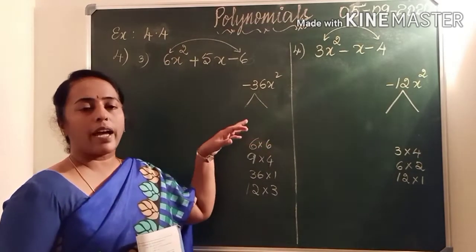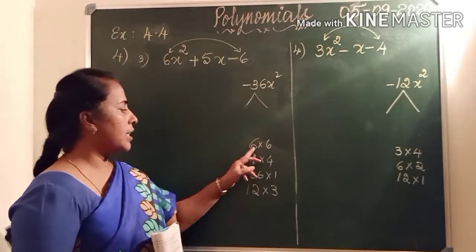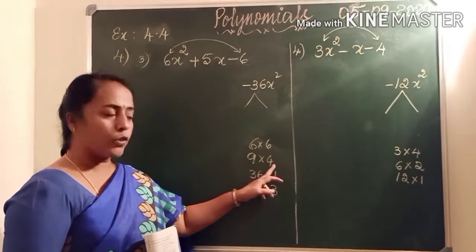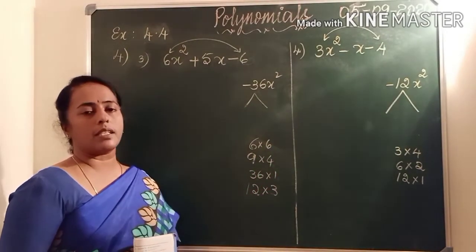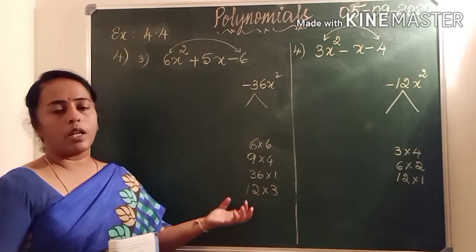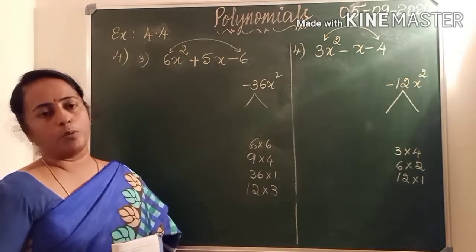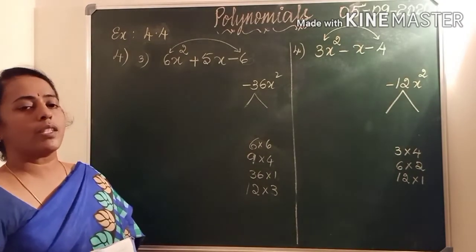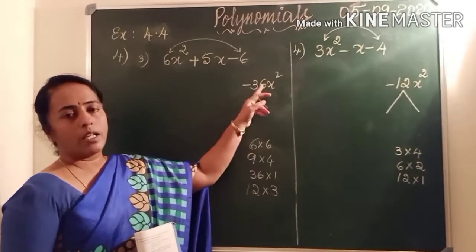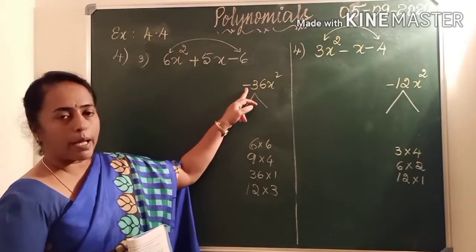Now, you should write the factors of 36. You know that 6 6s are 36, 9 4s are 36, 36 1s are 36, 12 3s are 36. So, many groups we got. Now, among this group of factors, which one do we have to select? For that, you have to see the sign of the product. Here, the product is having minus.